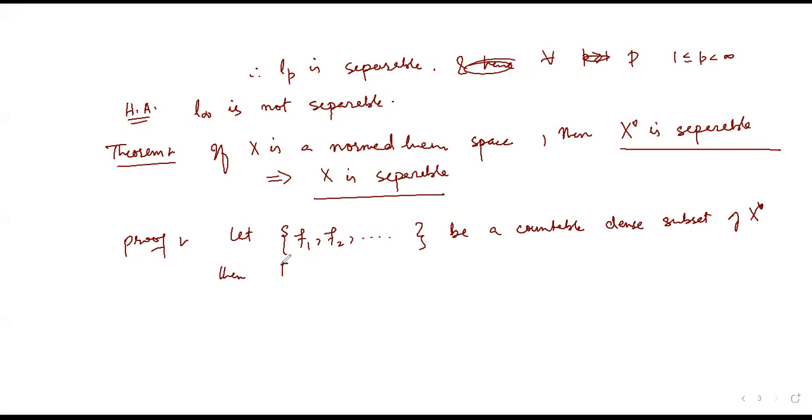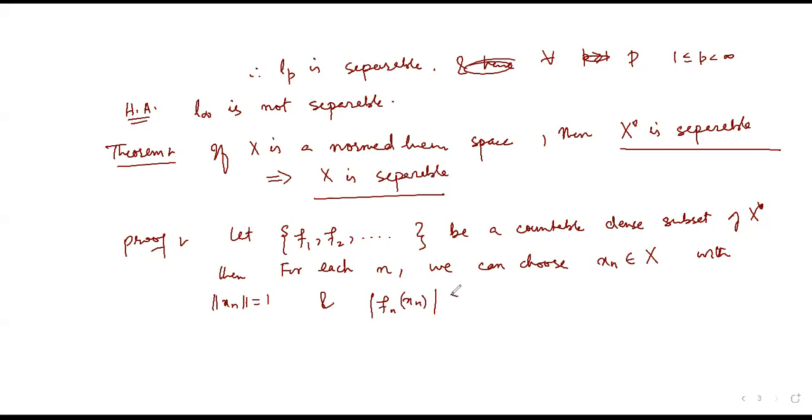Then for each n, we can choose an xn belonging to X with norm of xn equal to 1 and fn at xn greater than or equal to 1/2 of norm of fn. We can find such an xn because fn is a bounded linear functional, so I can always choose such a vector such that this inequality is true.